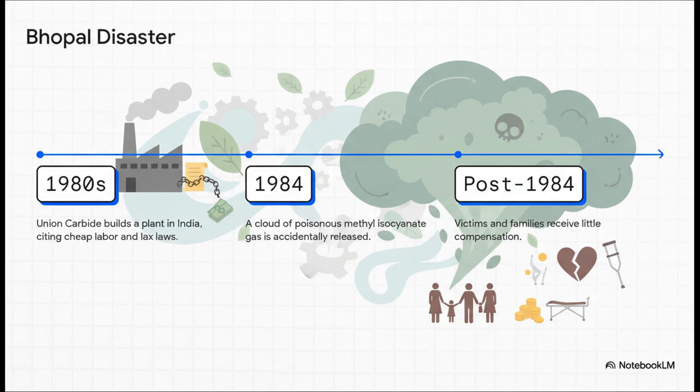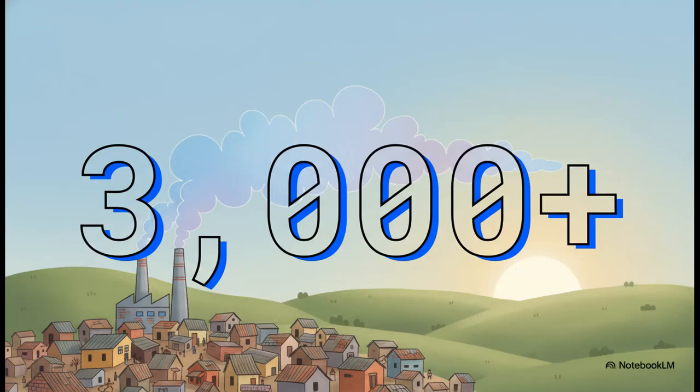And in the years that followed, the victims and their families got almost no real compensation for what they went through. And that number, several thousand, that's just the people who died almost immediately. So many of them were from the poorest communities, living in slums right up against the factory fence. It's just a brutal reminder that the costs of this kind of industrialization often fall on the people who benefit from it the least.